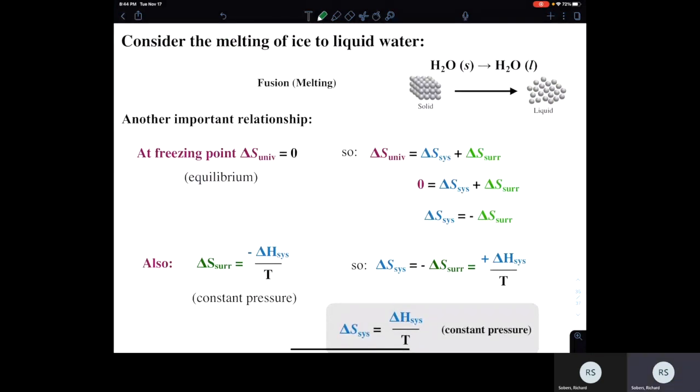Now, just a little bit more with this particular phase change, and then we can make a more general statement about any phase change. We can talk about another relationship. At the freezing point, we have an equilibrium and delta S for the universe is 0. So if we plug that in, 0 for delta S for the universe, we can actually come to this. At equilibrium, delta S for the system is equal but opposite of the surroundings.